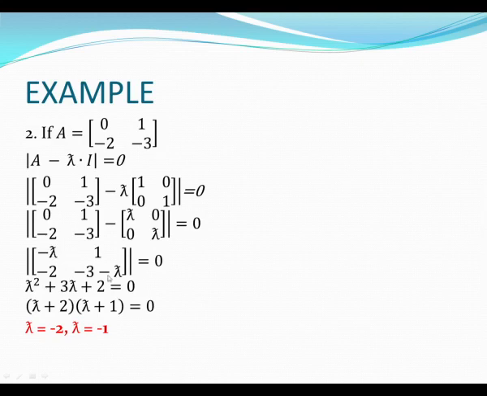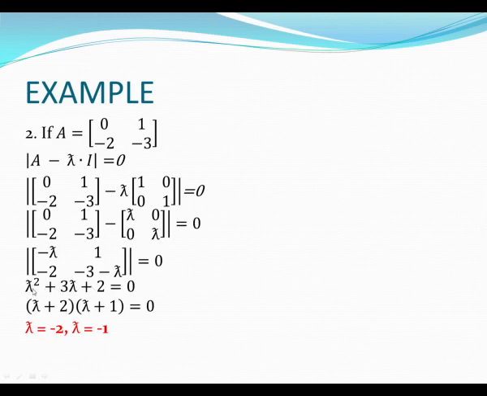Multiply the principal diagonal downward, negative lambda times negative 3 minus lambda. So negative lambda times negative 3, positive 3 lambda. Negative lambda times negative lambda, lambda square, positive. And then minus the principal diagonal upward, negative 2 times 1, minus negative 2, so that will be positive 2. Again, we have a quadratic equation here.